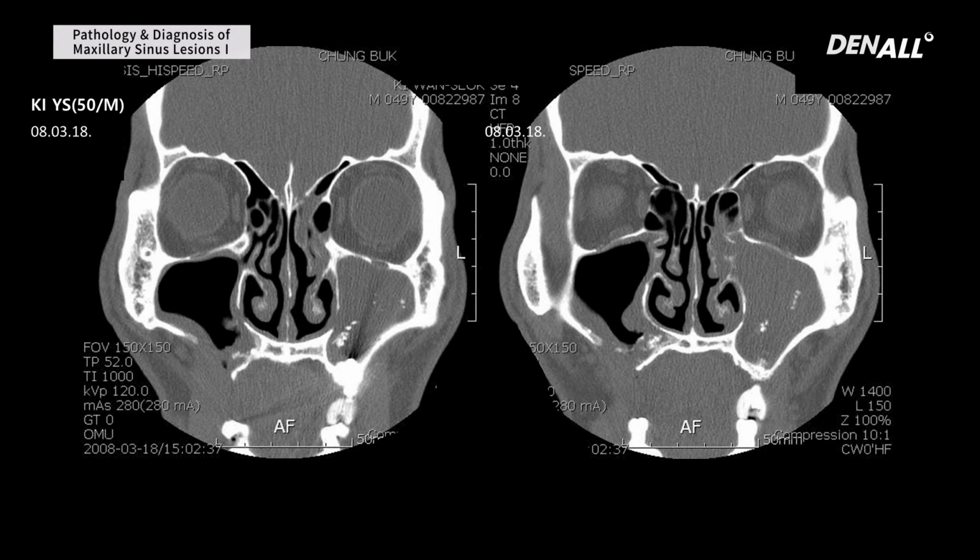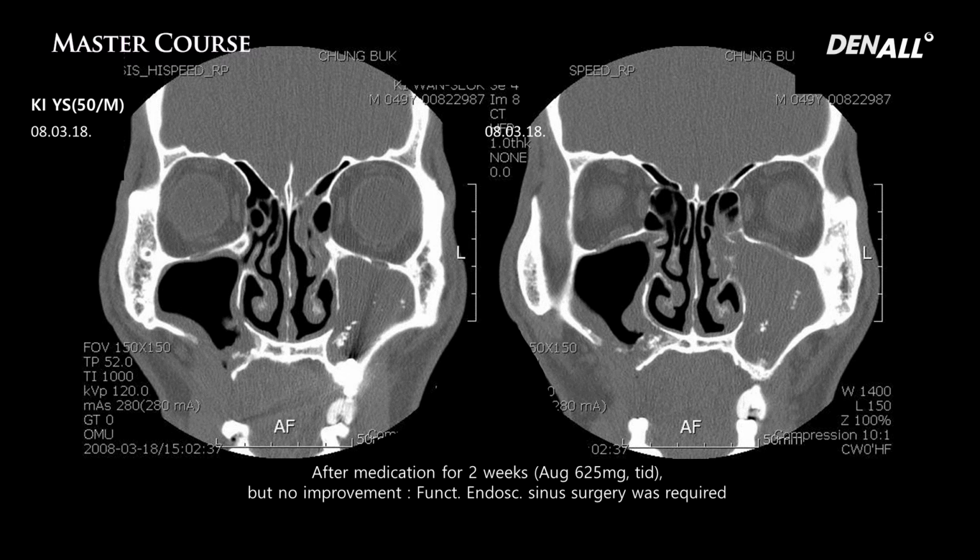I prescribed the patient 2 weeks of medication. However, when I took a CT, the situation did not really improve. The right side was solved. There was an oroantral fistula, but the maxillary ostium was maintained. And although the patient took medication for 2 weeks, the patient's symptoms did not improve. Actually, it worsened. The patient continued to complain of foul odor.